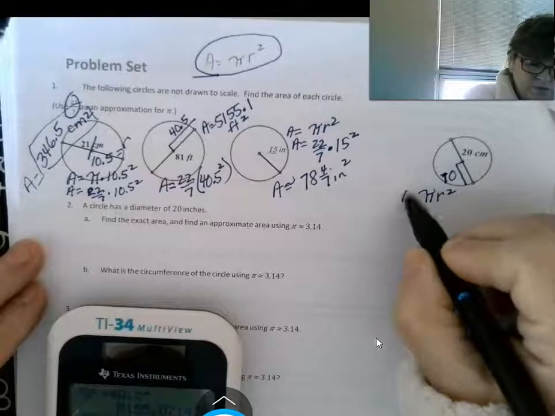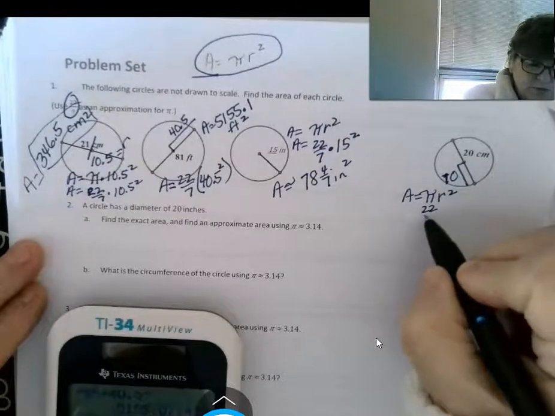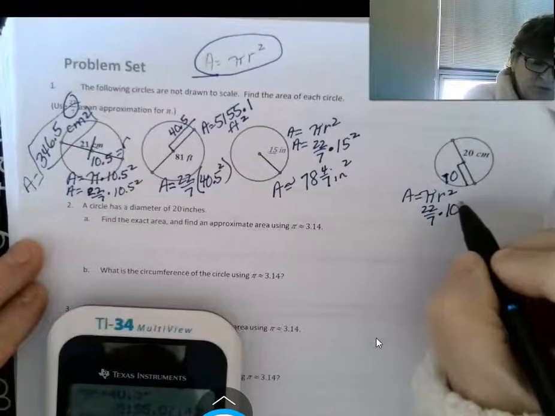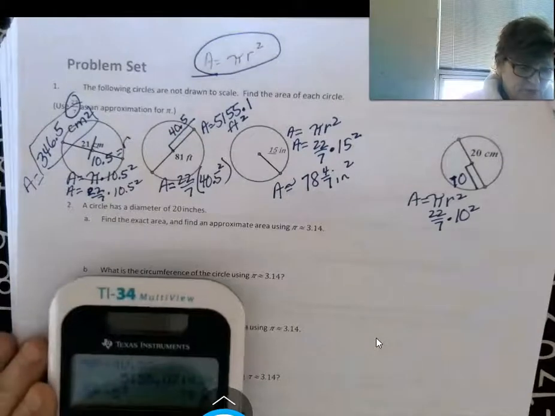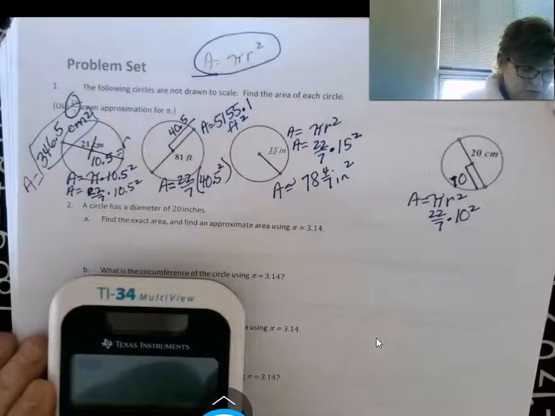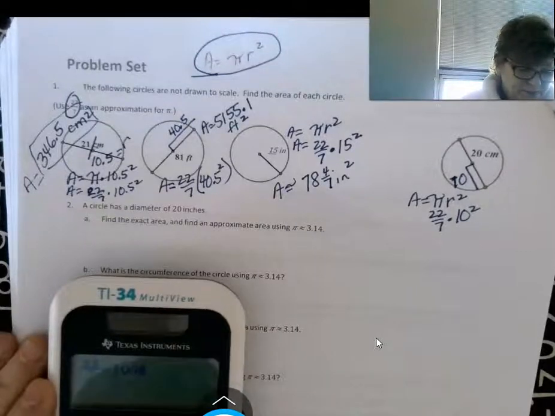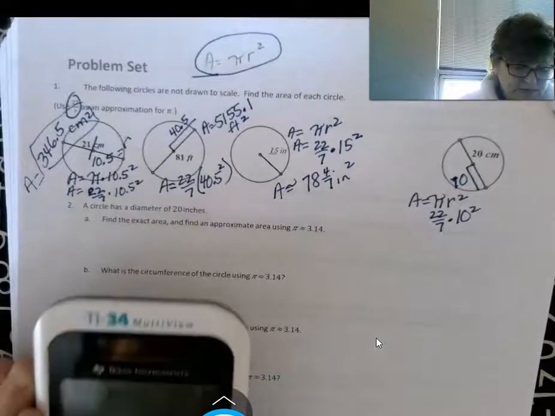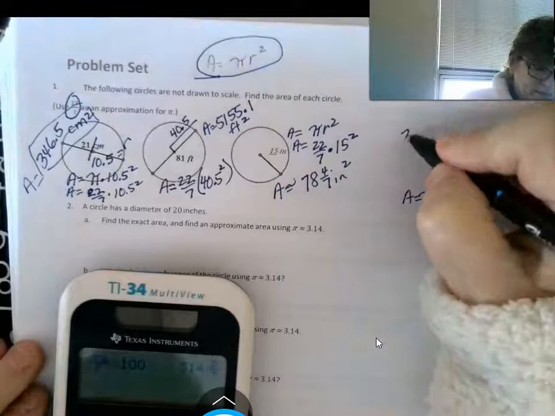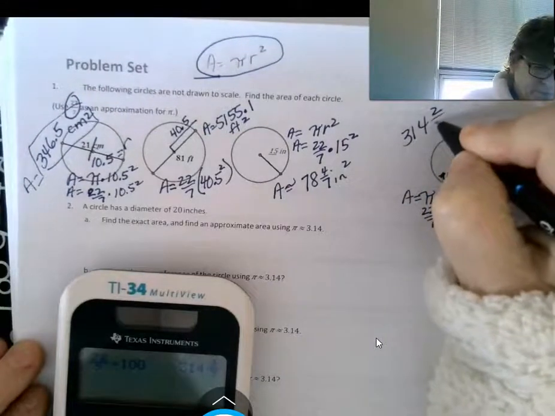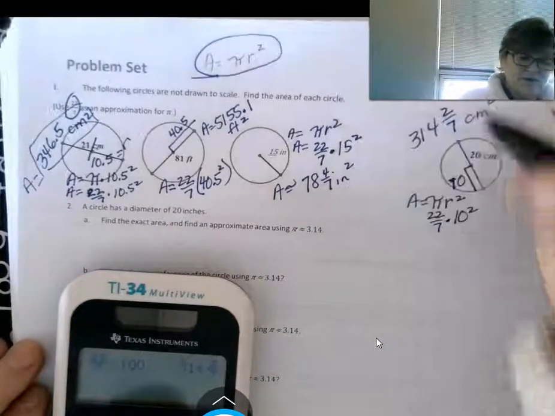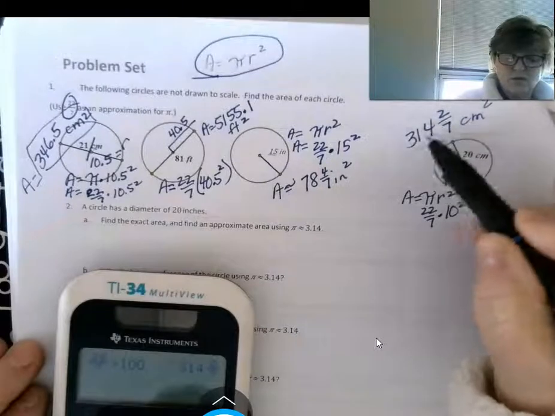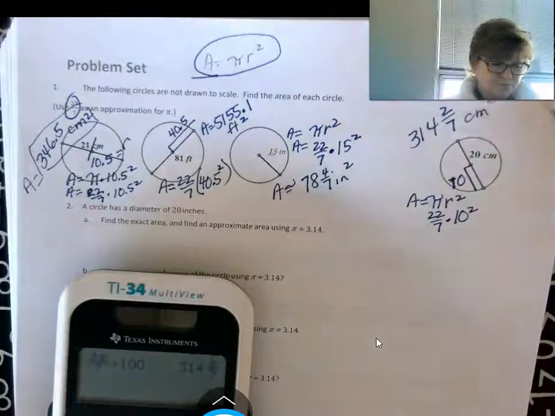Pi r squared is my formula. 22/7 times, and you should know what 10 squared is, because 10 times 10 is equal to 100. So 22/7 times 100 equals 314.2. And that is centimeters squared. And if you round that to the nearest whole number, it'd be 314.